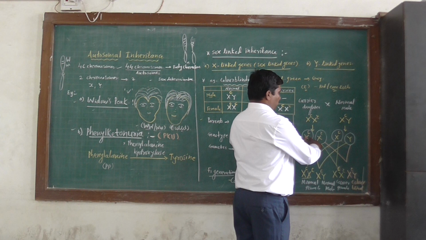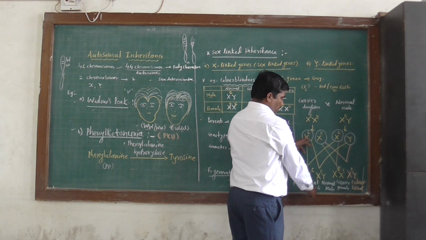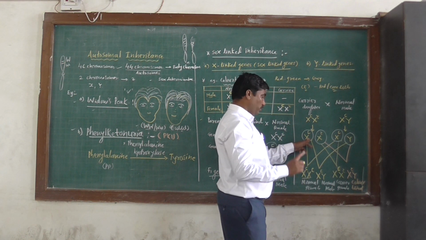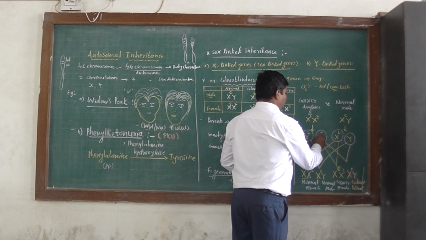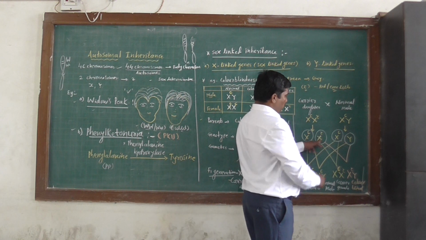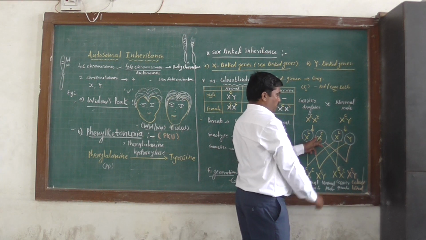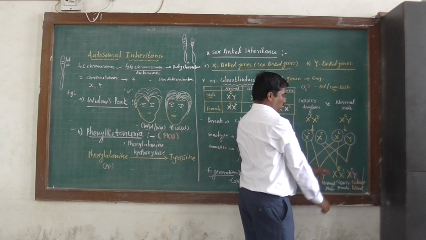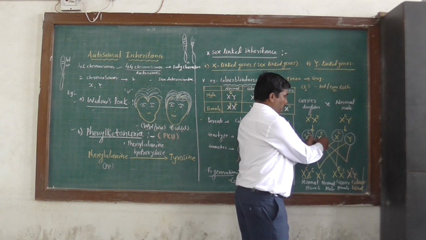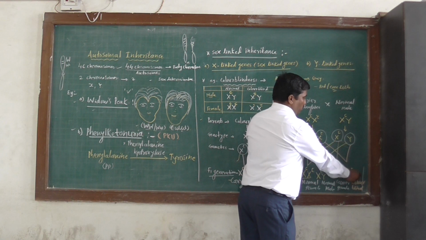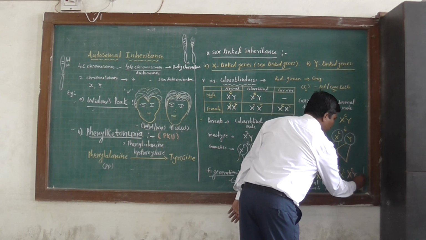Then this gamete fertilized with this Y gives X capital C Y. So a normal male is formed, 25% of individuals. Then X small c fertilized with this X capital C gives a carrier female. You write the dominant first and then small c. So carrier females are formed. Then X small c and Y gives a colorblind male. So this is the male individual.